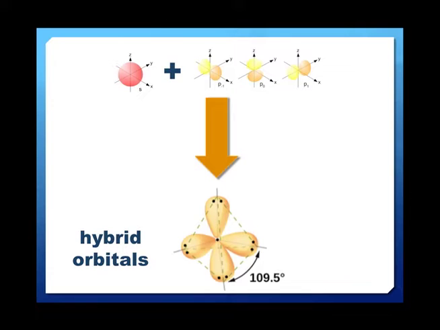We now understand that an atom will take atomic orbitals and hybridize them to generate the hybrid orbitals necessary for covalent bonding. Let's look at some of the different ways these atomic orbitals can hybridize.